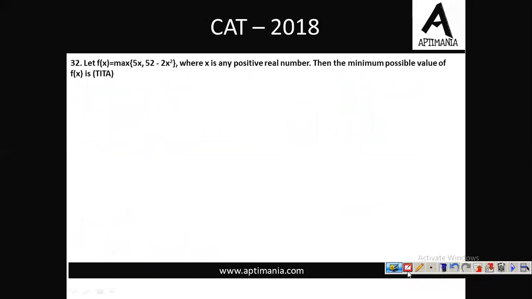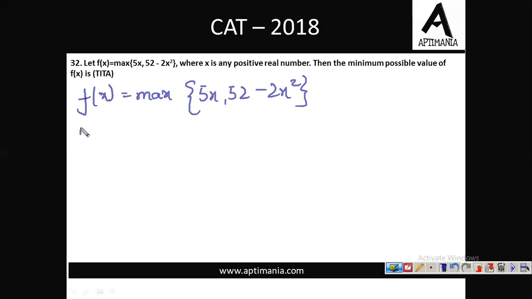Let f(x) equal the maximum of 52 minus 2x square and 5x. f(x) is given to you. It's a max function of 5x and 52 minus 2x square, right? Now, in order to find the maximum value of this function, we have to equate the two expressions given to us within the brackets. So what we'll do is 5x should be equal to 52 minus 2x square. On solving, we'll have 2x square plus 5x minus 52 equal to 0.